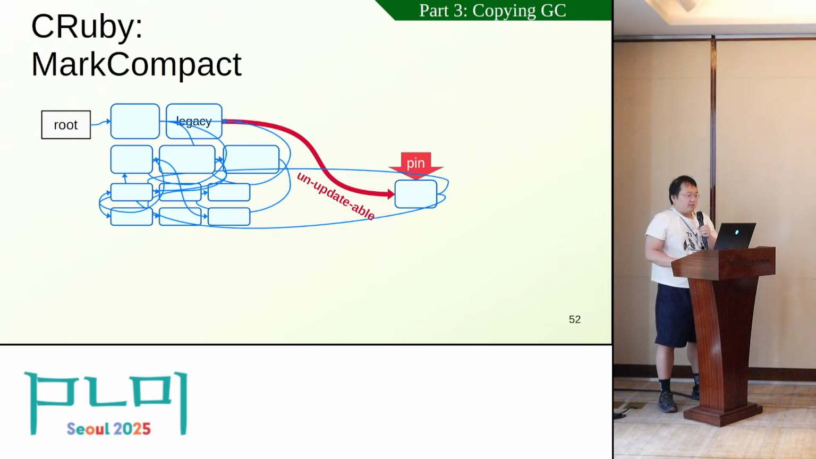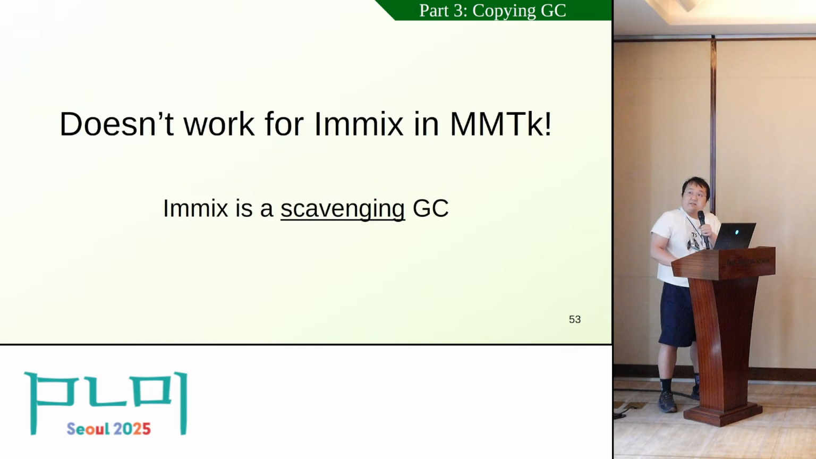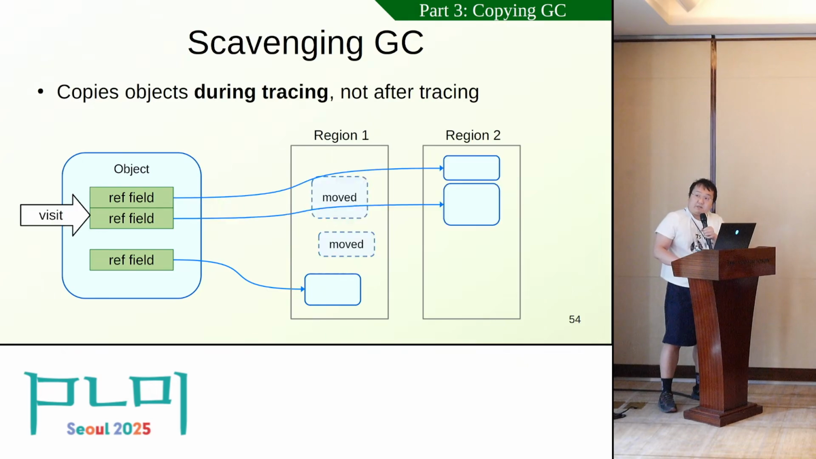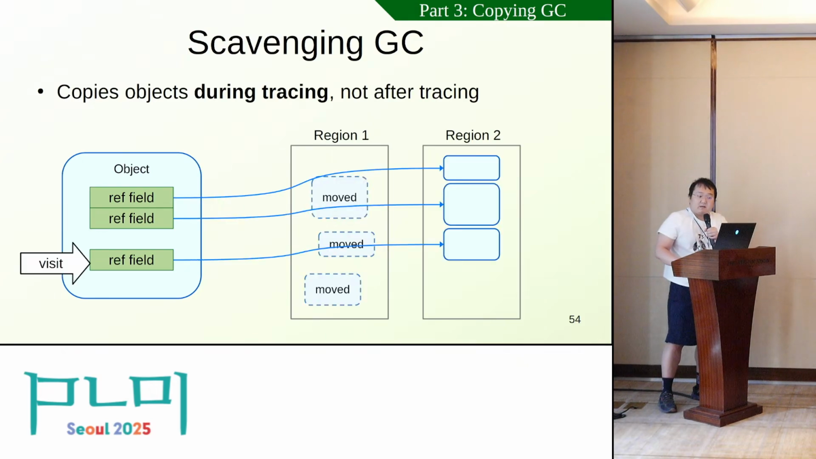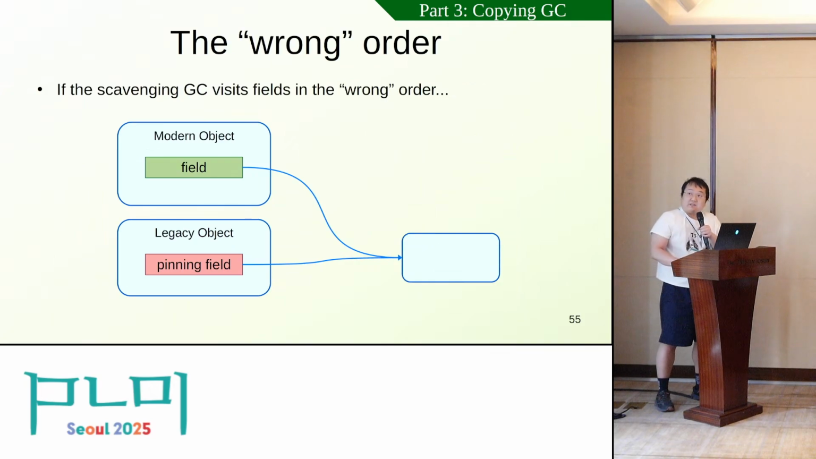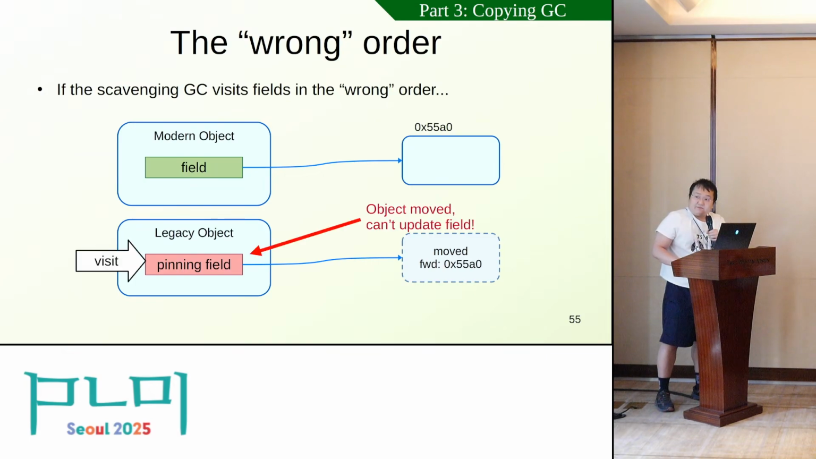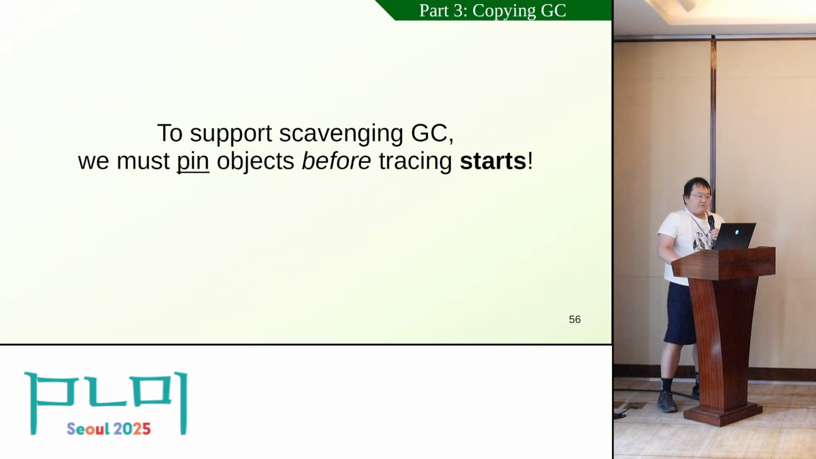However, this simple idea doesn't work for MMTK's Immix collector because Immix is a scavenging GC. In simple terms, a scavenging GC copies objects during tracing rather than after tracing. So during tracing, if the scavenging collector happens to visit the fields in the wrong order, for example, it visits this field first and moves the object, and then it visits this field, but it finds the object is moved, but it cannot update this field.